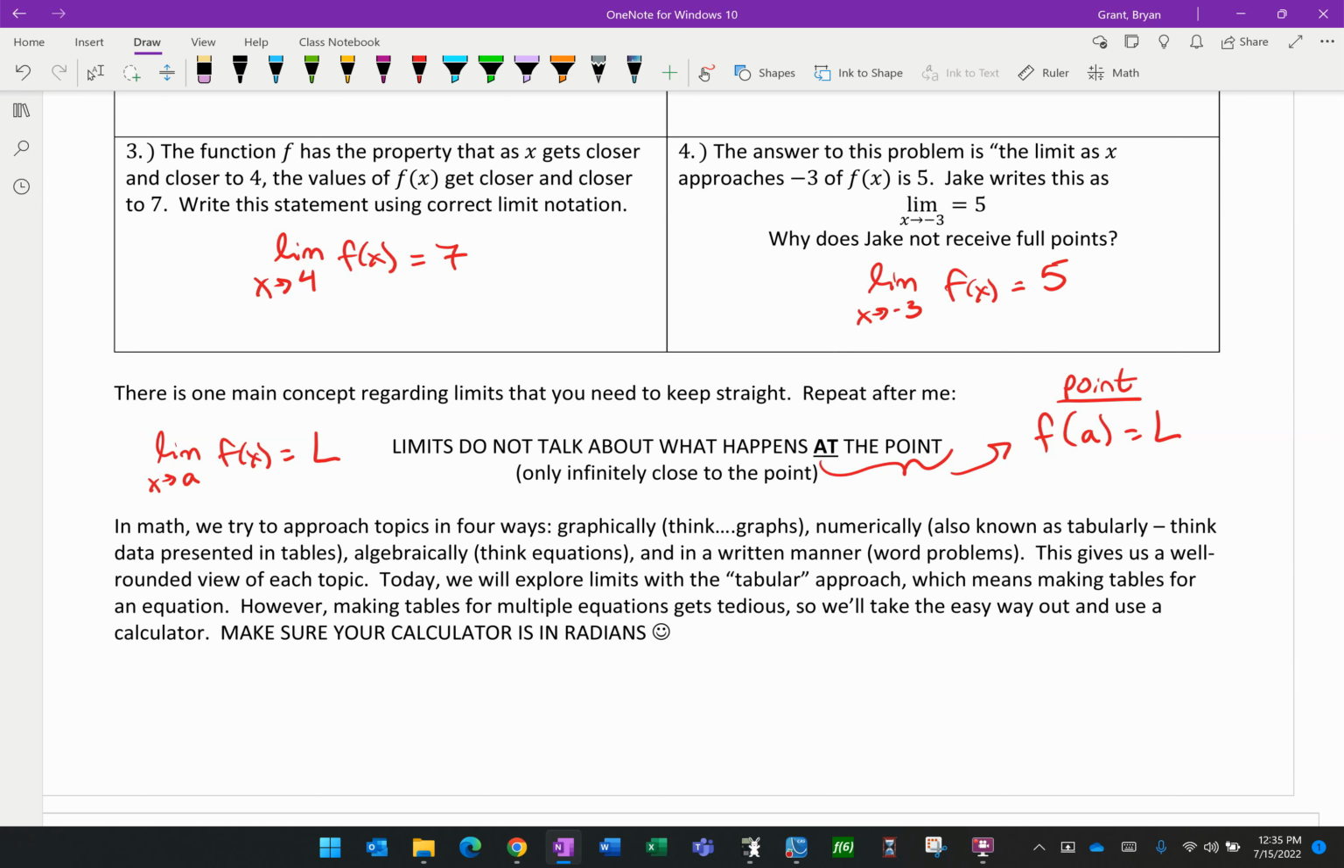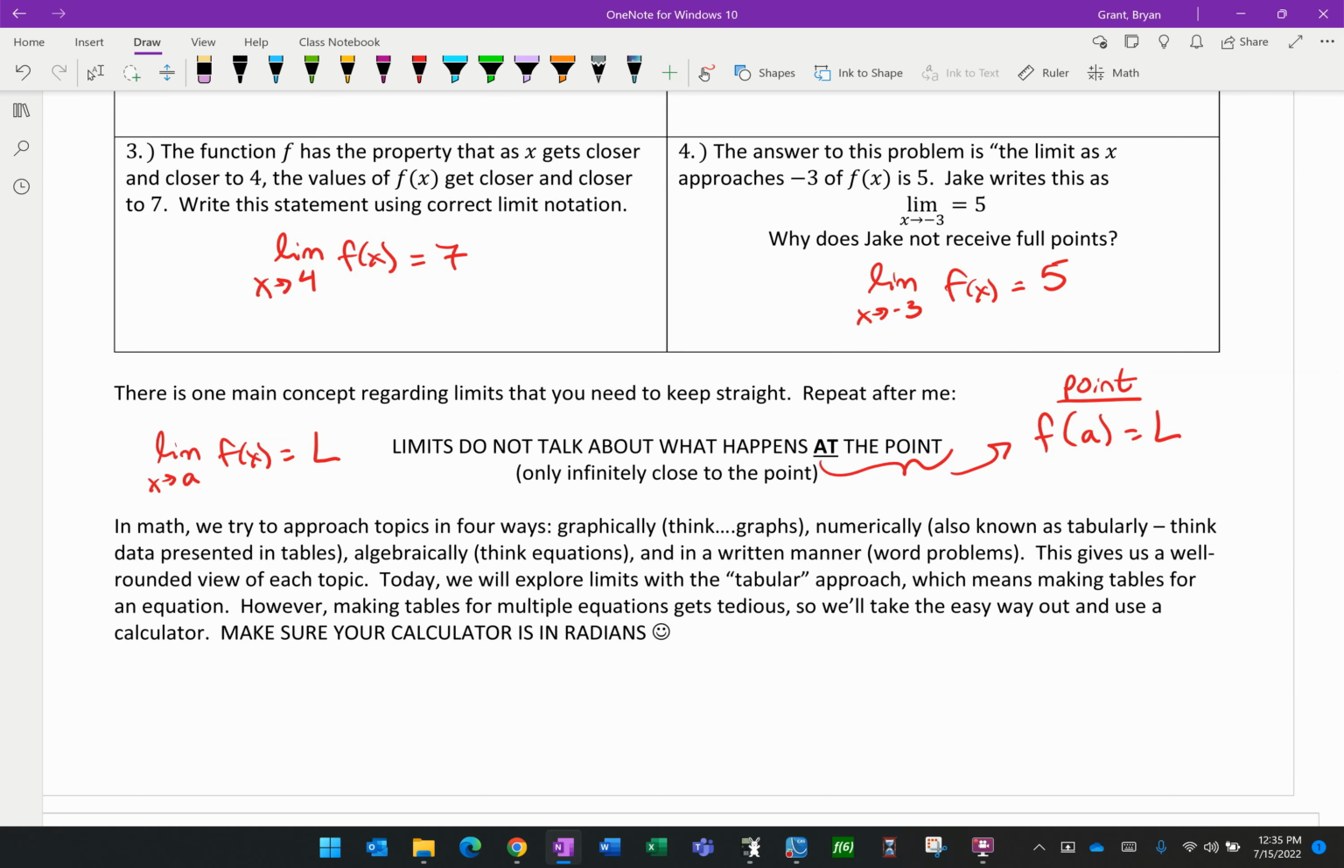Think those XY tables, input-output tables. There's actually classes called numerical methods where you collect data in tables and try to analyze it, oftentimes using calculus. The third way is algebraically. Think equations, doing algebra, doing things to both sides of an equation. And last but not least, in a written manner, which you should think word problems. All 4 of these are tested on the AP exam and somewhat in an equal manner. You should expect about 1/4 of the questions to be about graphs, 1/4 tables, and so on and so forth. This will give us a really well-rounded view of any topic.